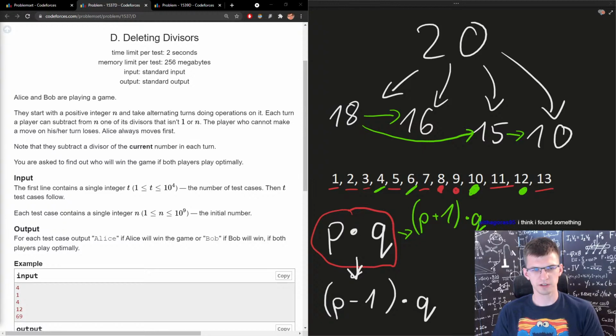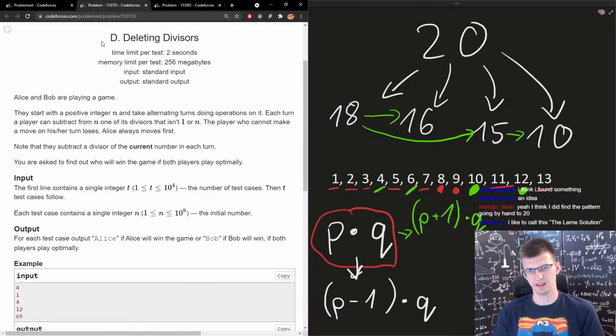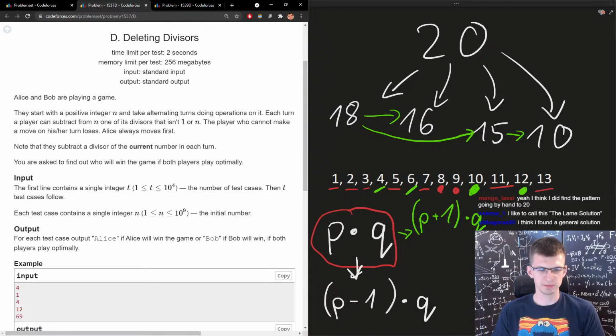Problem is underrated because some people just guess the pattern. I see. So maybe getting an idea here without analyzing numbers up to 40 is actually harder than 1700. Going by hand to 20, right. Let me investigate something else.